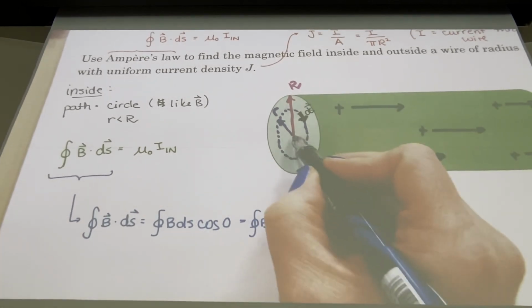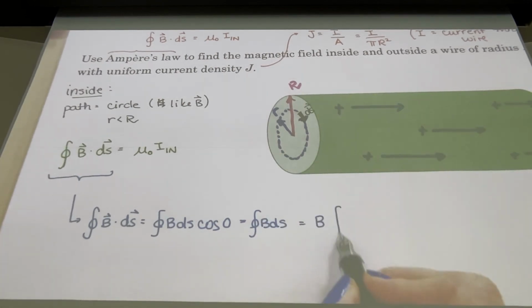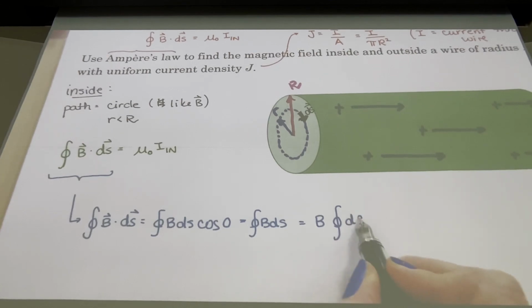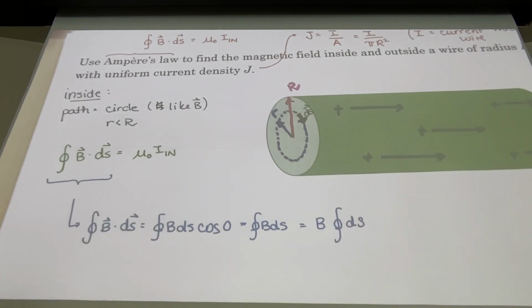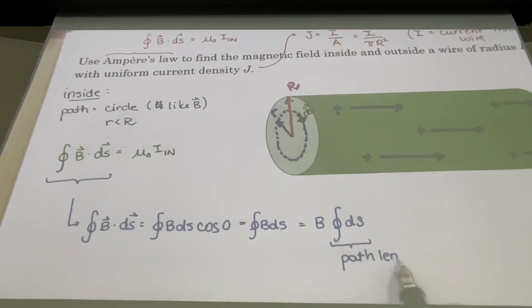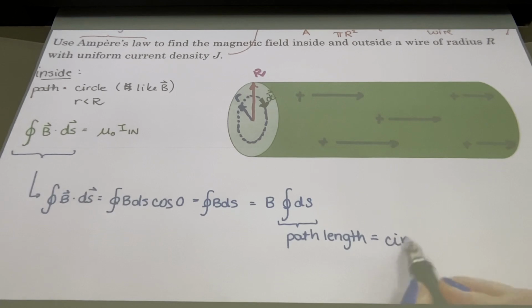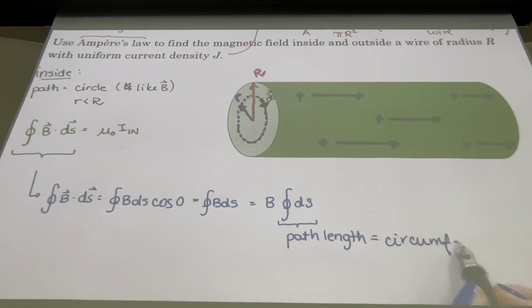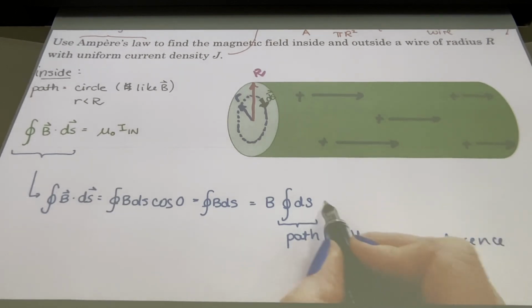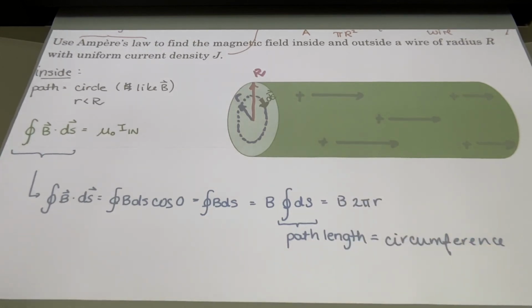As long as we're a constant distance away from the center, that B is going to be constant. It comes out in front of the integral. So now I've got B times the integral of ds. The integral of ds is just the path length. And since our path is a circle, our path length is the circumference of the circle. So that's B times 2 times pi times r.